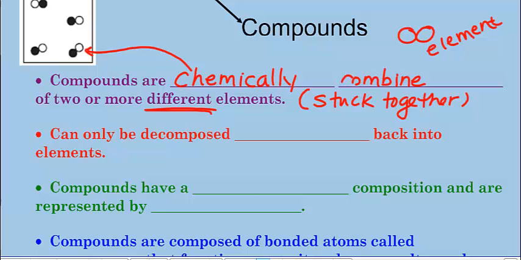Since compounds are chemically combined, they can be decomposed chemically back into the elements that create them, and that is an example of a chemical change, right? That's a chemical change.